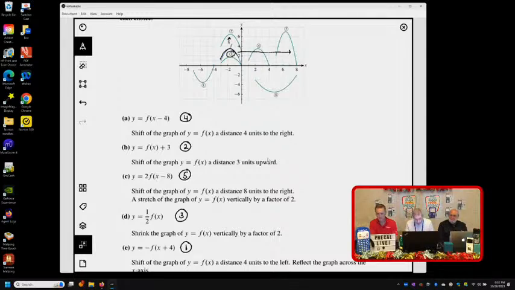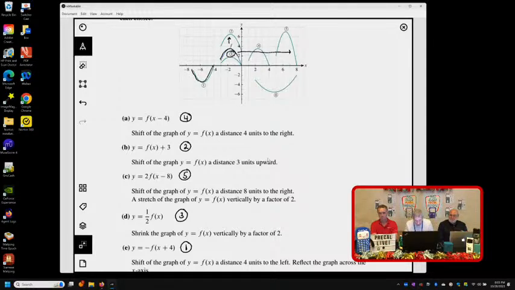Part E, y equals minus f of x plus 4, working on the inside. That's a shift of the graph 4 units to the left, and then there's a minus sign out in front. What that does is reflect the graph across the x-axis. And so that's got to be this graph right here. So I think that's graph number 1.